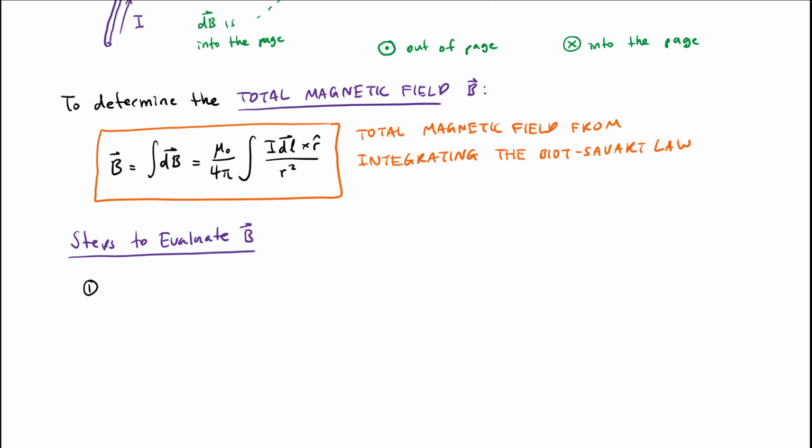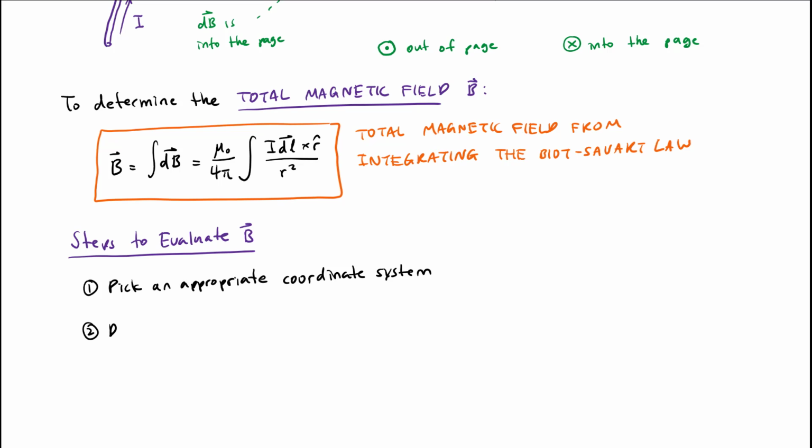So if I were to break it down into small steps, the first thing I would do is to pick an appropriate coordinate system. I want to pick the coordinate system that's going to make my life easier. So whether it's Cartesian, cylindrical or spherical, pick the one that you can most easily integrate.